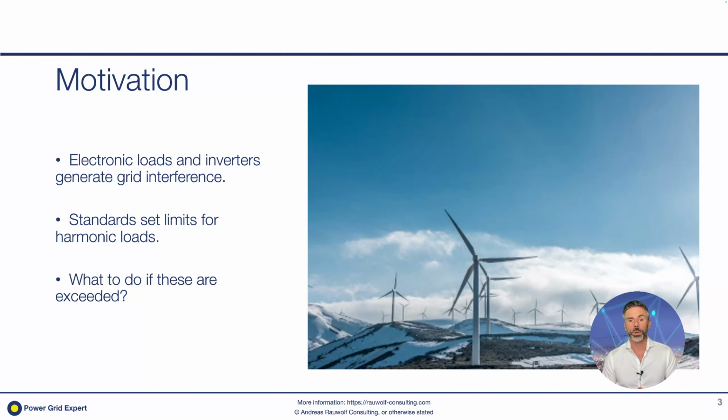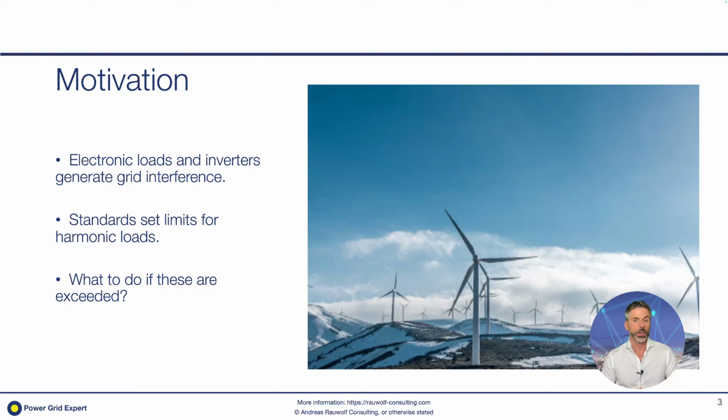Let's start with the motivation. Why should the utility, why should a customer be aware of power quality? Very simple. We have electronic loads, we have inverters from solar parks, from wind farms, and so on. And they all generate grid interference. And the standards are setting limits for harmonic disturbances.